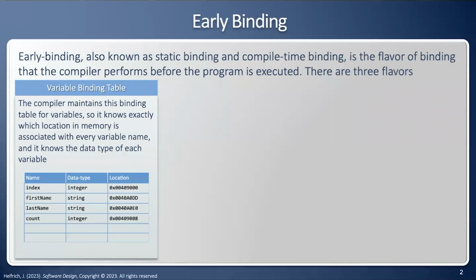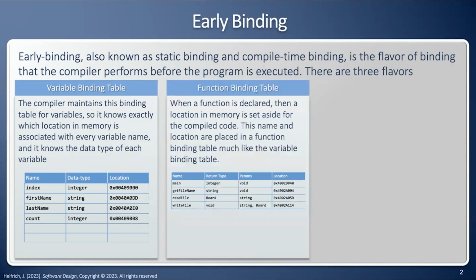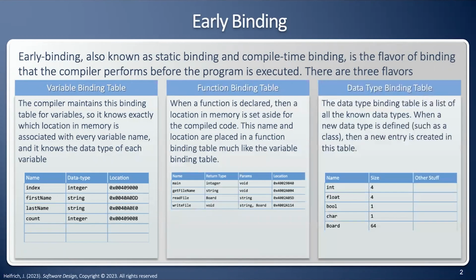Every time you declare or use a variable, then the compiler creates a binding table, which has the name of the variable, the data type, and its location in memory. The compiler does the same thing with functions. Every time a function is declared, then the compiler creates a function binding table entry, including the name of the function, the return type, the parameters, and anything else is required, as well as a location in memory where that particular function is compiled. The final type of binding is called data type binding.